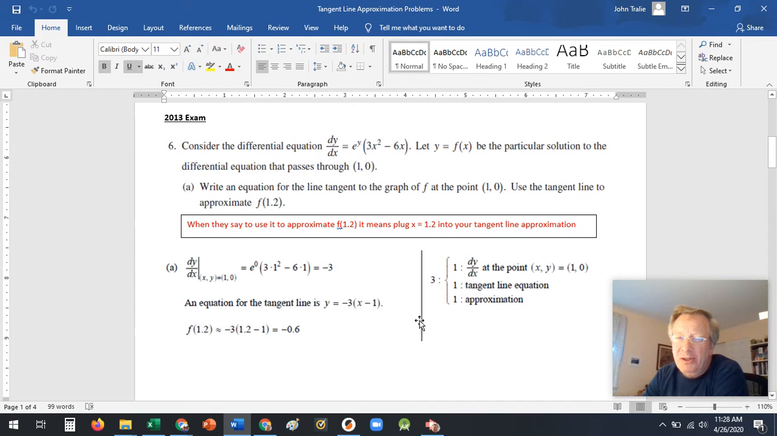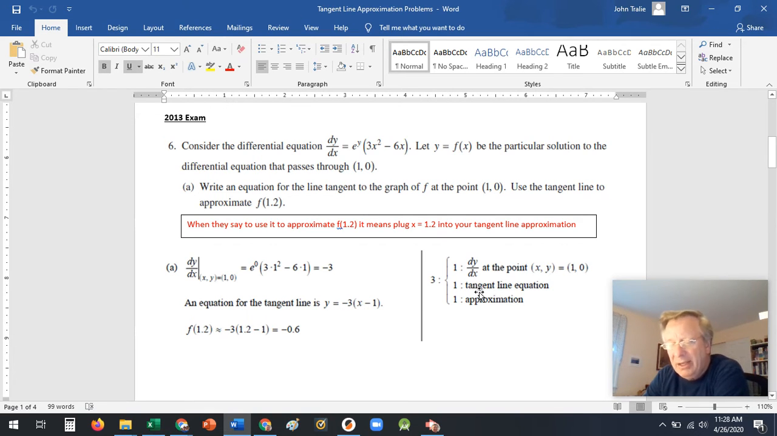Okay. Here's a little bit of an extra thing. This one ended up being worth 3 points. Write an equation for the tangent line to the graph of f at the point (1, 0). So here they give you x1 is 1, y1 is 0. They give you a differential equation. It's got x and y mixed in. So you plug 1 in for x, 0 in for y. You get that's negative 3. So y minus y1 happens to be 0. So y equals m times x minus x1.